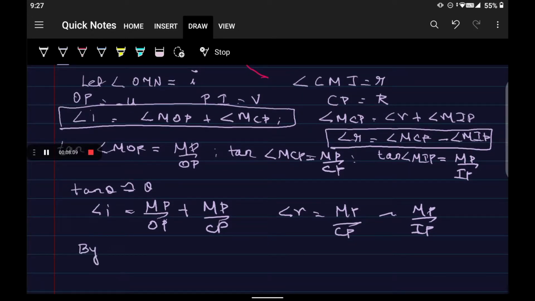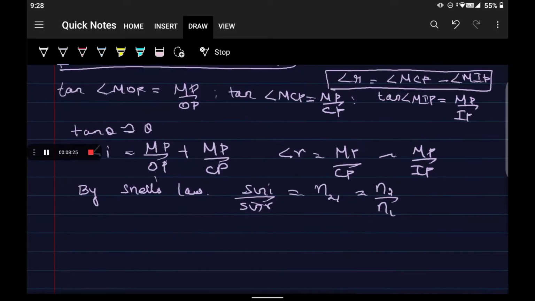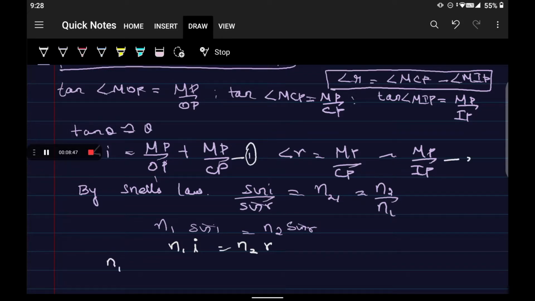Now you know Snell's law. Snell's law states that sin I divided by sin R is equivalent to the refractive index n21, which is nothing but the ratio n2 divided by n1. If I cross multiply, you will get n1 sin I is equal to n2 sin R. If the angles are very small, you can approximate sin theta as theta. So n1 I is equal to n2 R. Now substitute I and R from the above expressions, considering this as the first equation and this as the second equation.